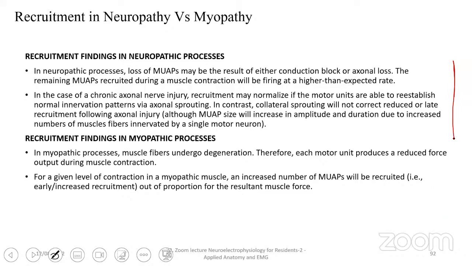In myopathic processes, muscle fibers undergo degeneration. Therefore, each motor unit produces a reduced force output during muscle contraction. For a given level of contraction in myopathic muscle, an increased number of MUAPs will be recruited, and it is early recruitment, increased recruitment, which is out of proportion for the resultant muscle force.